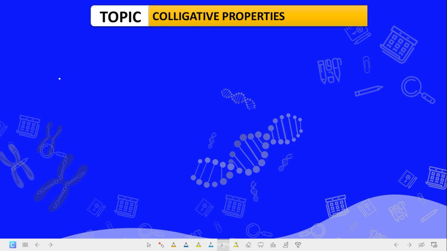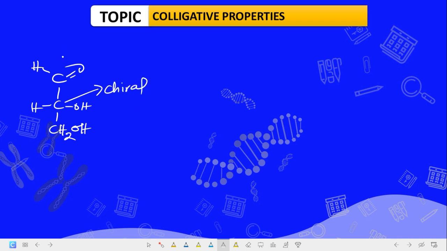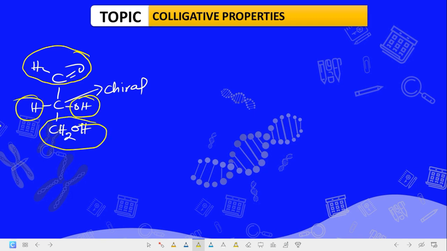Structure of glyceraldehyde is C, then you have double bond O, H, C, O, H, and then CH2OH. Now, you agree with me here that this carbon center is chiral. Why is it chiral? Because it has 4 different groups around it. This group is one group, this is another group, this is another group, and this is another group. So any of those carbon centers that have 4 groups around it is a chiral carbon center.